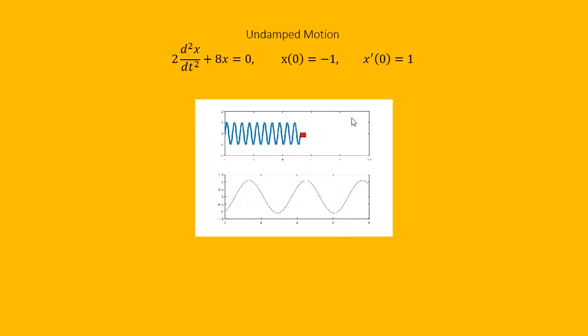So here we have an animation of undamped motion. We have a spring which is partially compressed, and the length of the spring in its equilibrium position is 6, but at the start of the motion, the initial position is 5. Also, we have an initial velocity of 1 in the positive direction going out this way. Let's run this animation to see what happens.